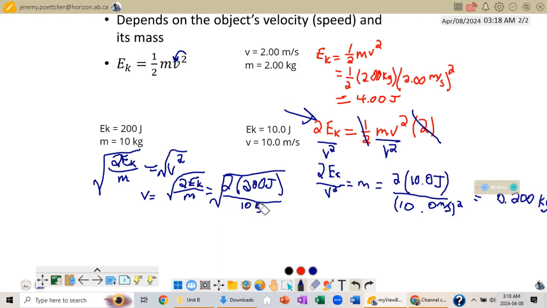So 2 times 200 is 400 divided by 10. 400 divided by 10 is going to be 40. So this is going to be the square root of 40 meters per second. And at this point here, I can punch that into my calculator. The important thing here, though, is you do everything in that fraction first and then take the square root. It makes life just a little bit easier here.